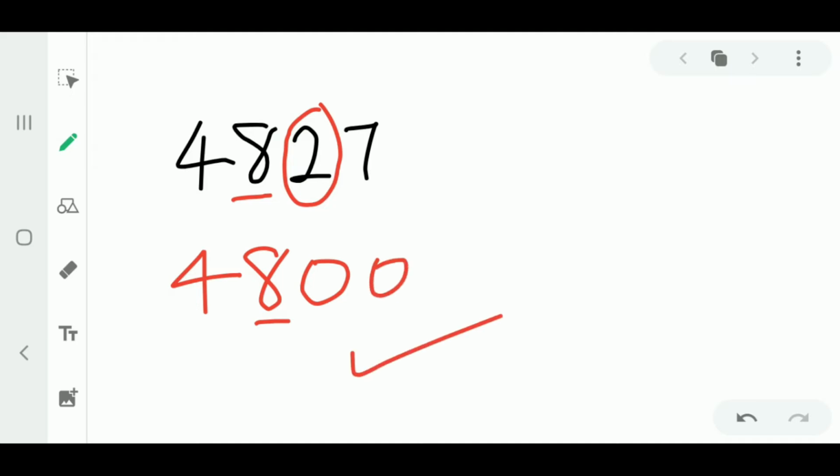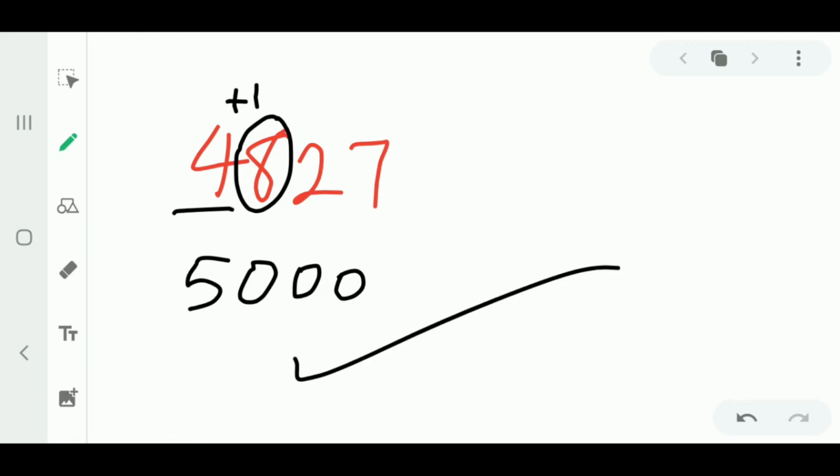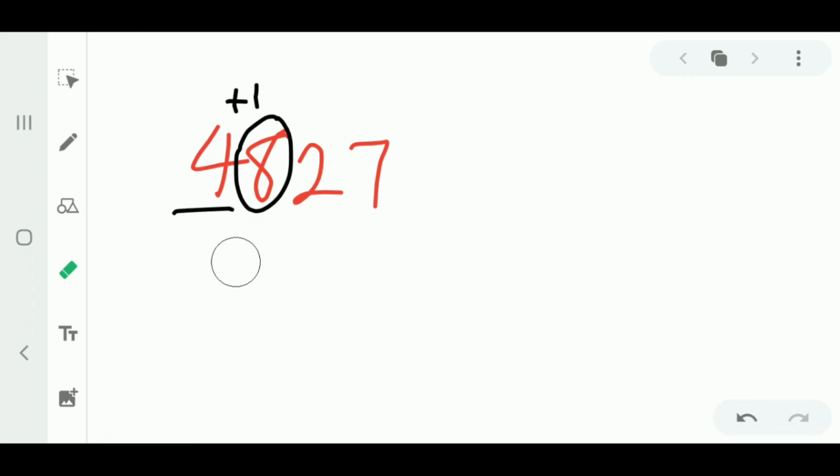That's correct. Let's try with rounding the same number to the 1000. So we look for the number in the 1000 position, which is the 4. We look immediately to the right and we circle it. We realize that 8 is greater than 5, which means we add a 1 to the number underlined. So this answer now becomes 5, and every number after this becomes 0. This is rounded to the nearest 1000. So a general rule to remember, all numbers to the right of the place you are rounding becomes 0.